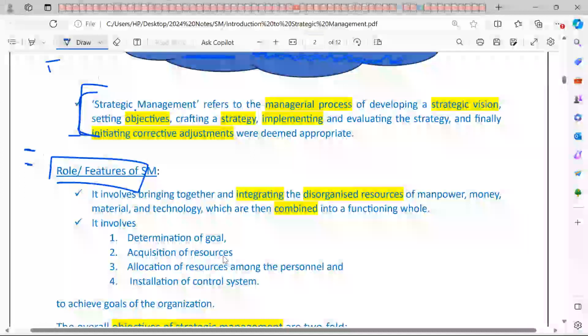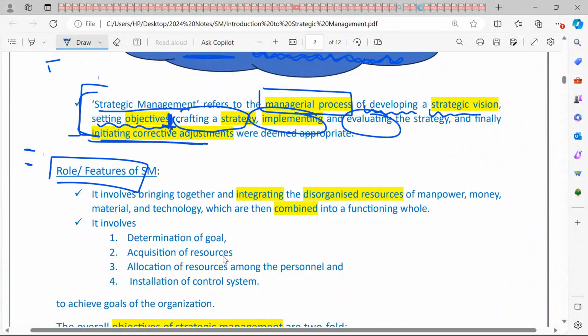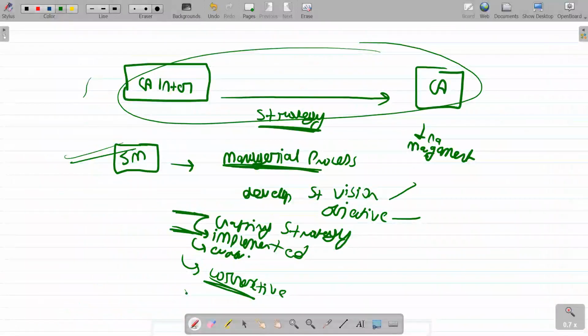Now we will go back again to the notes. What do the notes say? Strategic management refers to the managerial process. Managerial process of what? Managerial process of developing the strategic vision, setting objectives. Okay, till here you are clear? Now crafting the strategy, implementing the strategy, evaluating the strategy, and finally taking corrective measures wherever necessary. So are you guys clear? This is a very important question. I am telling you, 100% you can see it in your examination. Is everything clear?